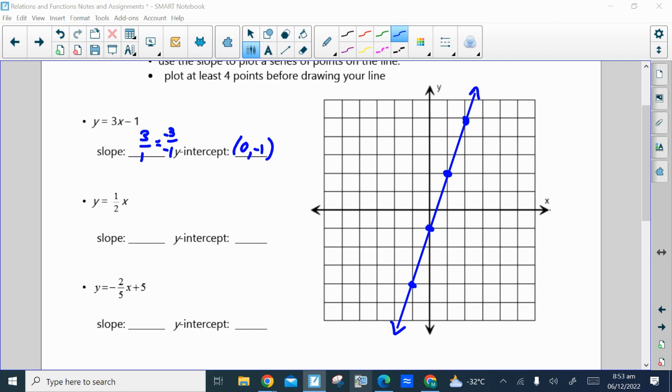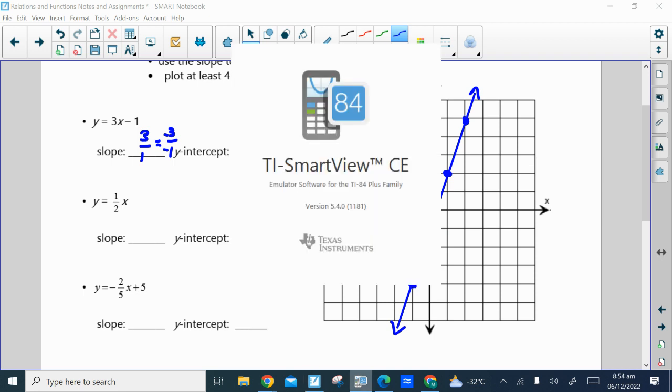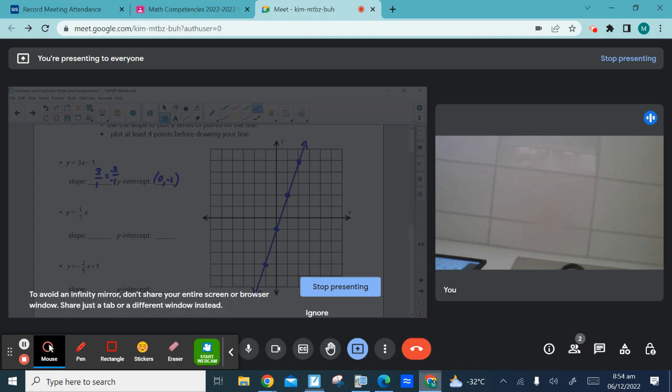Now, if you have a graphing calculator, you can put this into your graphing calculator and make sure that it looks like the line that we drew. So we'll do that in a second here.